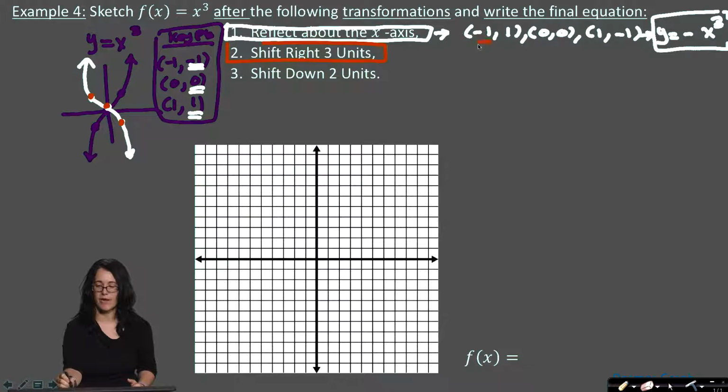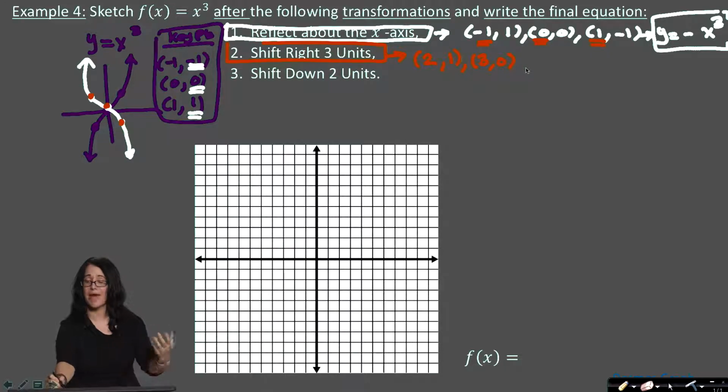So that would affect my x value, wouldn't it? So for my new points here, instead of negative 1, 1, I'm adding 3 to my x value. And negative 1 plus 3 is 2, so I'd be at 2, 1. Instead of 0, 0, I'm adding 3 to my x value, so I'd have 3, 0. And instead of 1, negative 1, I'm adding 3 to my x value, so I'd have 4, negative 1.